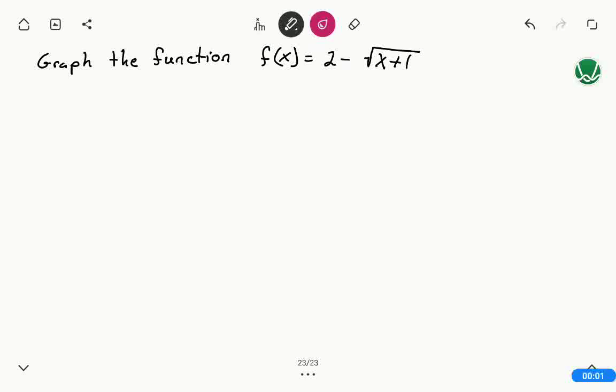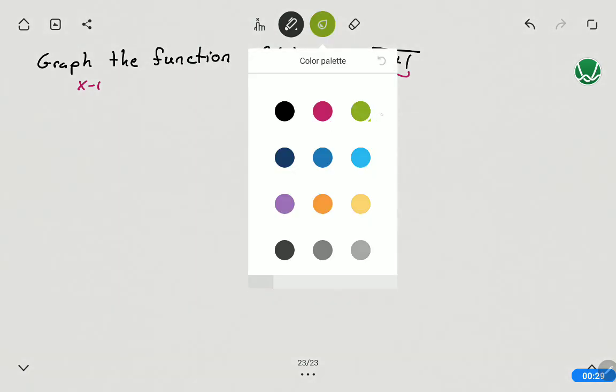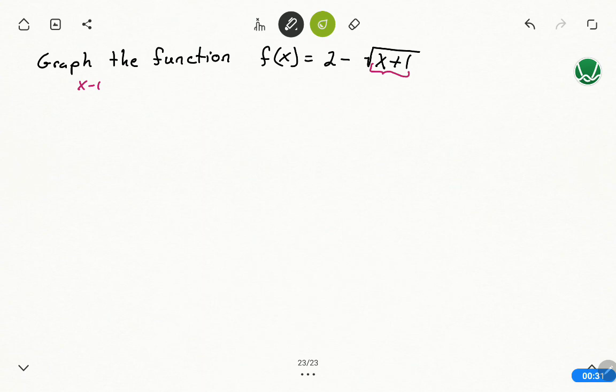In this example, we're asked to graph the function f of x equals 2 minus the square root of x plus 1. So we're going to go through the usual transformation rules I use here, and that's just: inside affects the x values in the opposite way. So inside I see an x plus 1, which means the transformation rule I'm going to use there is x minus 1. I'll subtract 1 from x values. And then our other rule is the outside affects the y values in the same way.